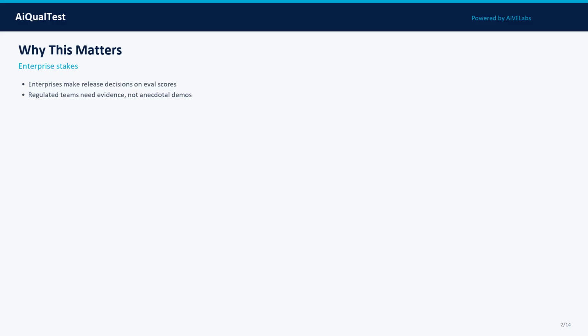Why this matters: enterprises make release decisions on eval scores. Contaminated, ambiguous, or duplicated data creates false greens and false reds. Investing in eval data quality pays back in trustworthy gates and fewer production surprises.